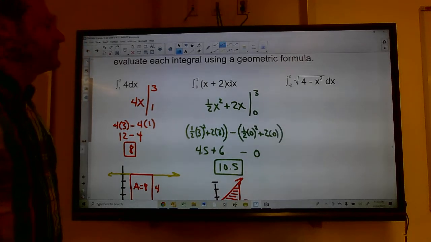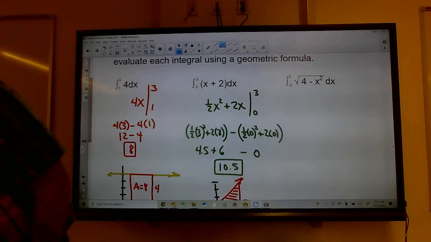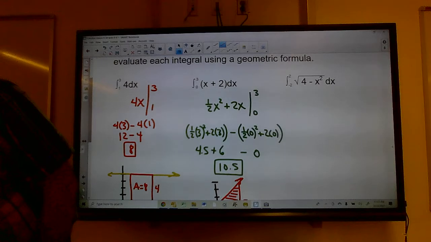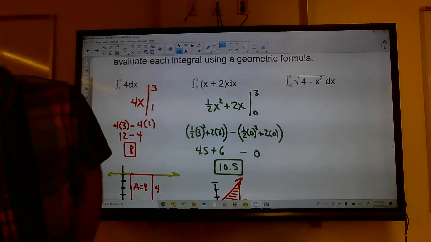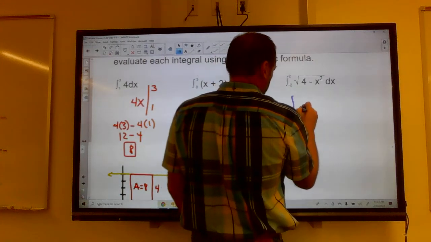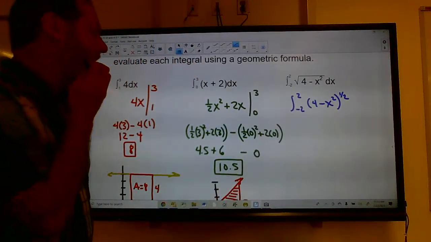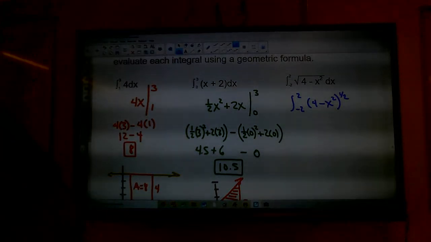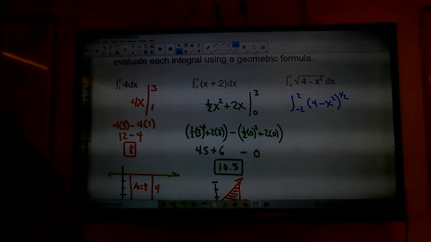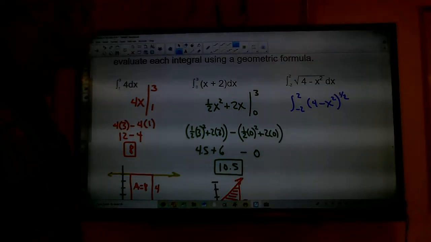Okay, the integral from -2 to +2 of the square root of 4 minus x squared. So this one, let's rewrite this as 4 minus x squared to the 1/2. Now that one I haven't given you a technique for yet to integrate this. So I'm going to go ahead and skip this one at this point.